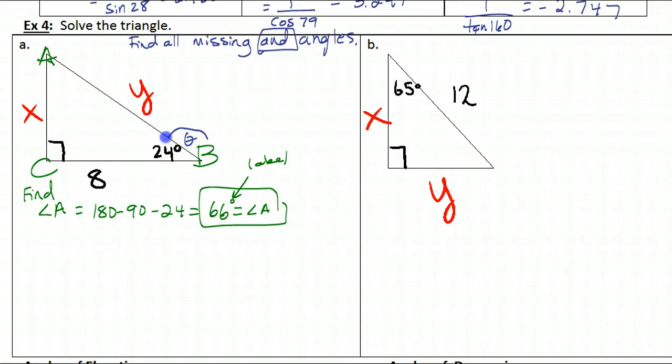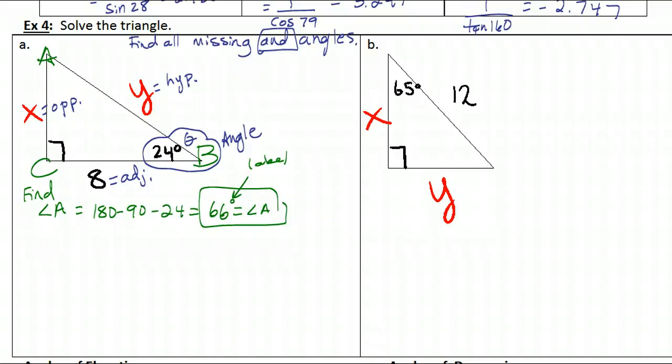And let's use the one that we were given originally. So I'm going to say that my angle, my theta, is right here at 24. Based off of that, that means that y is the hypotenuse, 8 is the adjacent side, and x is the opposite side. And I can't solve for x and y at the same time. I need to do one at a time.